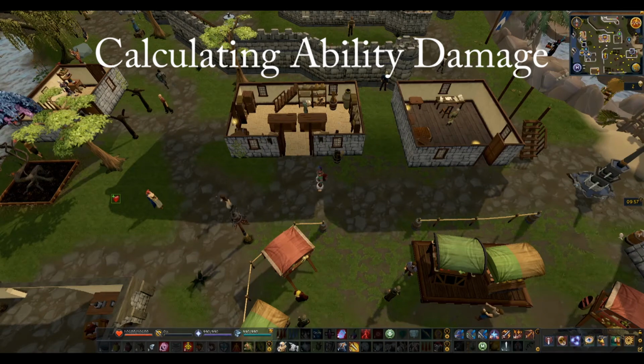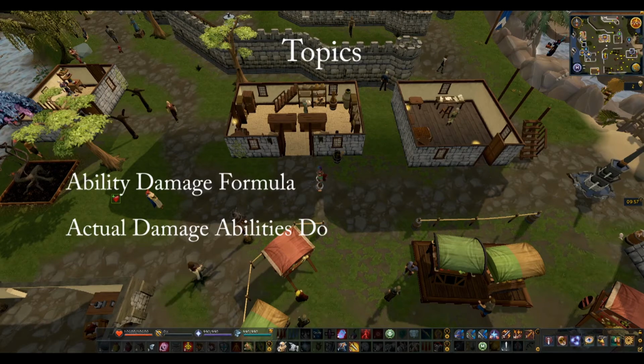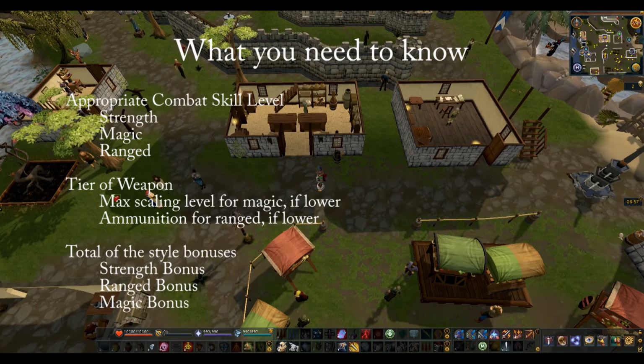Hello everyone, and welcome to my guide on calculating ability damage. In this guide, I will cover the formula for calculating ability damage, as well as how much damage your abilities will end up doing. In this guide, you'll need to know three things.